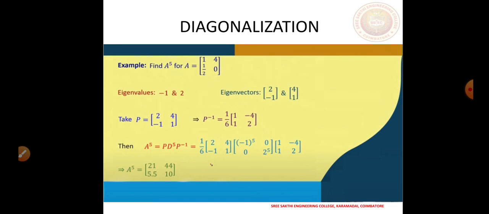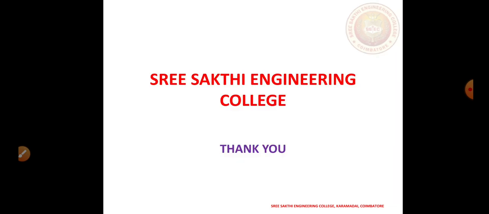Having this modal matrix, we can compute P inverse easily, and then A to the power 5 equals P D to the power 5 times P inverse. So it is easy now, having this relation, to find any power of the matrix A. Here, for A to the power 5, when we do this multiplication we get first row 214, 4, second row 5.5, 10. Thank you for your attention.